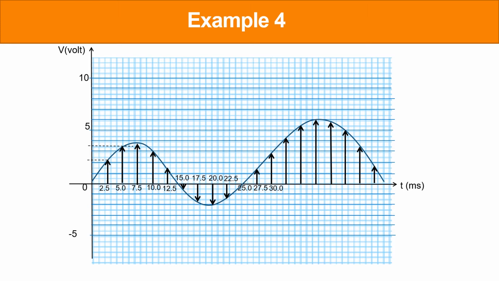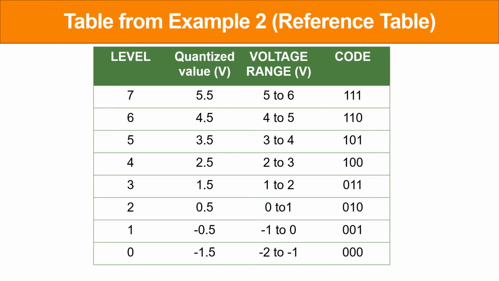For this example, every 2.5 milliseconds we will sample this original signal, until 30 milliseconds. Based on the question, you need to refer to the question, whether until 30 milliseconds or until the rest of the signal. So here is the reference table as shown in example 2. So we have the level, the quantized value, the voltage range, and the code.